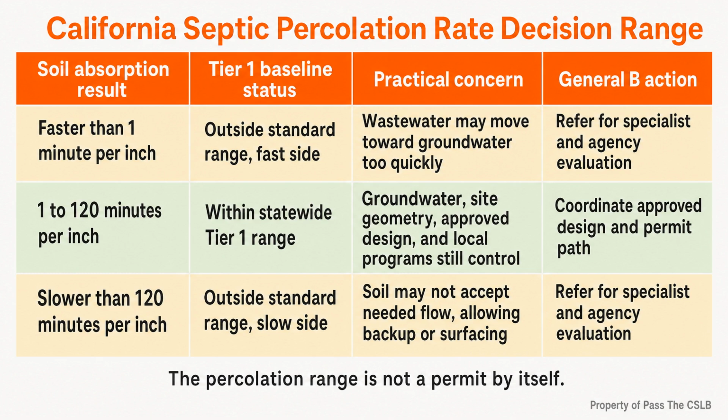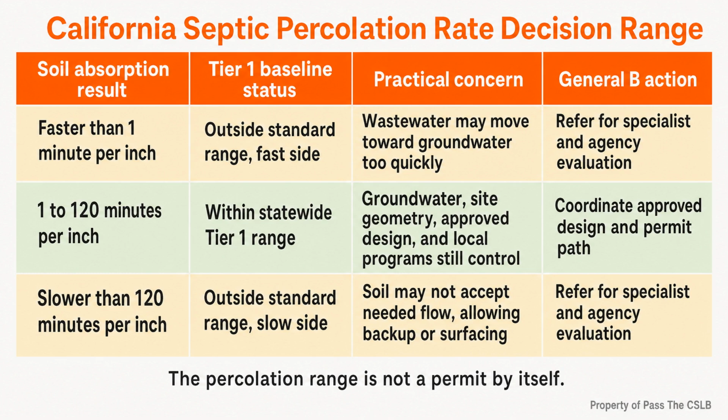The next boundary is jurisdiction. Septic permits and inspections generally involve the local environmental health department, or in some situations, the Regional Water Quality Control Board. The contractor cannot assume that the same building and safety counter handling the structure also controls the on-site wastewater approval. California uses a tiered policy for on-site wastewater systems.